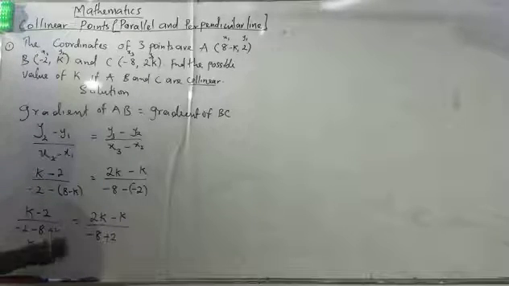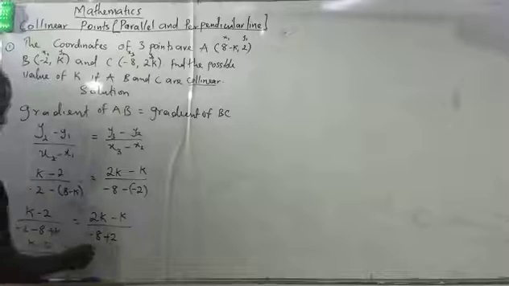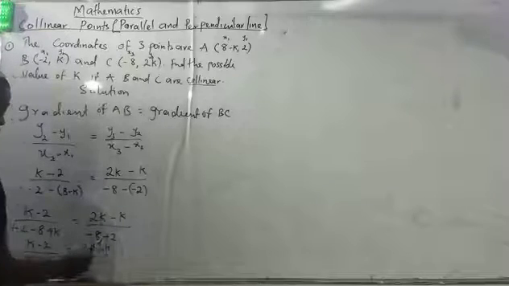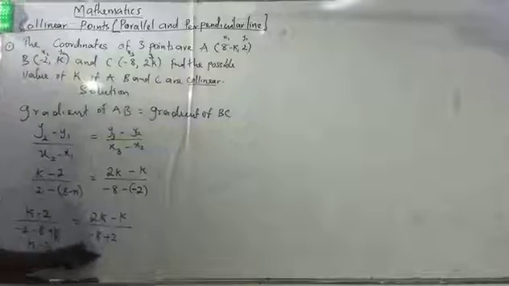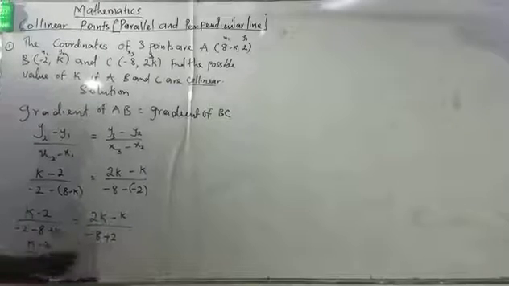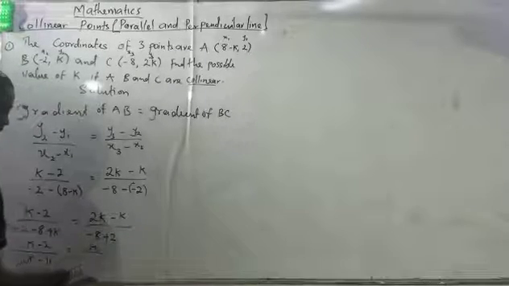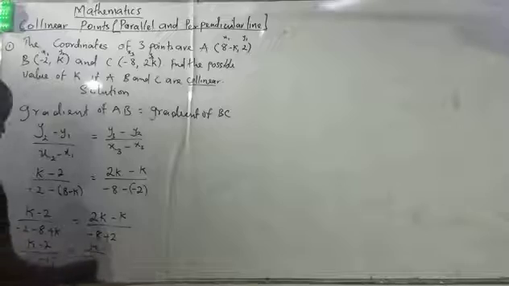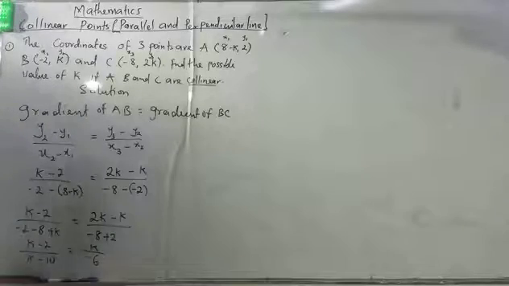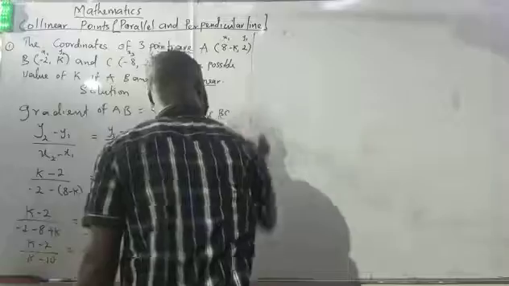And this is plus K, equals to 2K minus K, which is going to be K. 2K minus K will give us 1K. I'll be having K divided by minus 6. Now, at this junction, I can easily cross multiply.